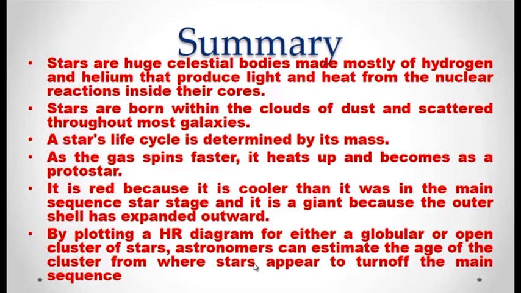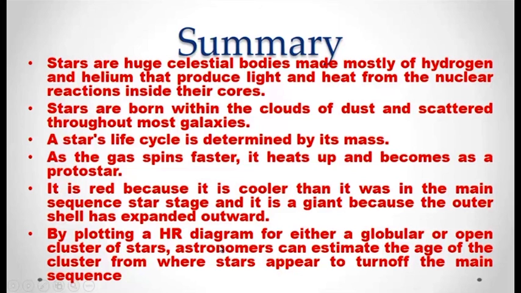So in this lecture we have seen that stars are huge celestial bodies made mostly of hydrogen and helium that produce light and heat from the nuclear reactions inside their cores. Stars are born within clouds of dust scattered throughout most galaxies. A star's life cycle is determined by its mass. As the gas spins faster, it heats up and becomes a protostar. The star is red in the red giant phase because it is cooler than it was in the main sequence stage, and it's a giant because the outer shell has expanded outward.